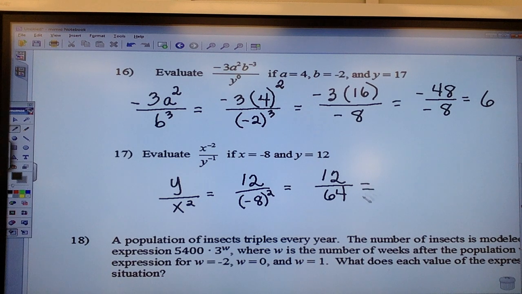Now, once you get 12 over 64, these are both even, so you know that it can be simplified. Even bigger than that, 4 goes into both 12 and 64. So 4 goes into 12 3 times. 4 goes into 64 16 times. So remember to always reduce your fractions. Simplest form is 3 over 16.